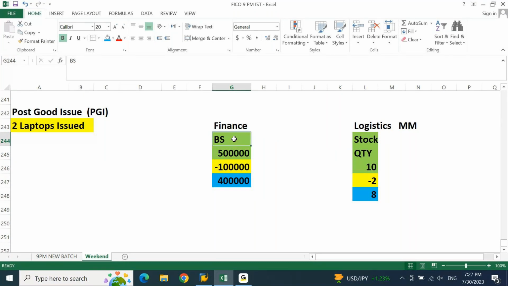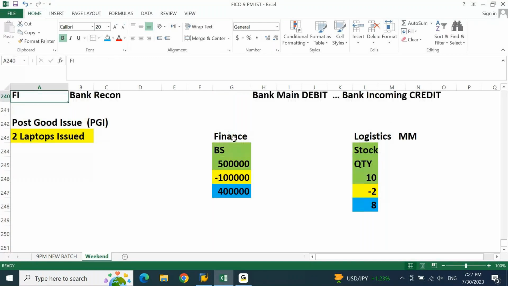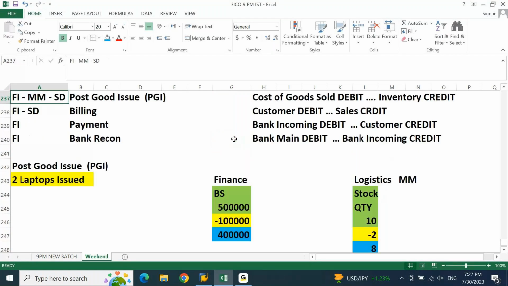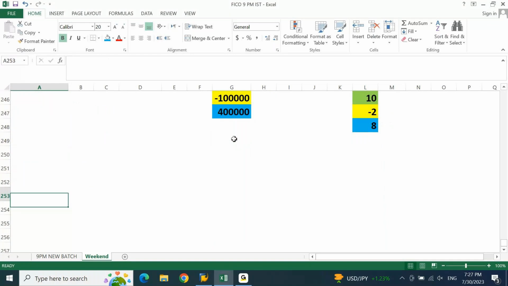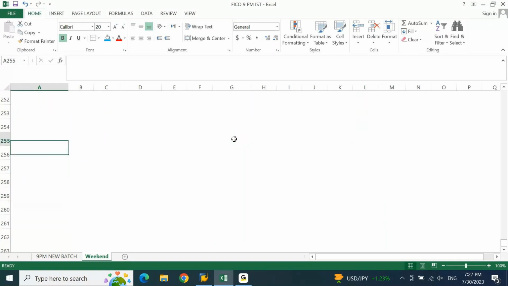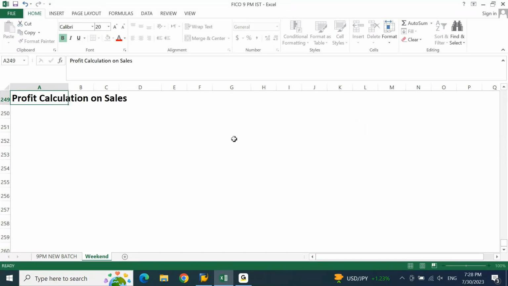Clear? Yes. Okay. And the next one, what we need to understand here is, after this, the next process that we need to focus on is the profit calculation on sales.